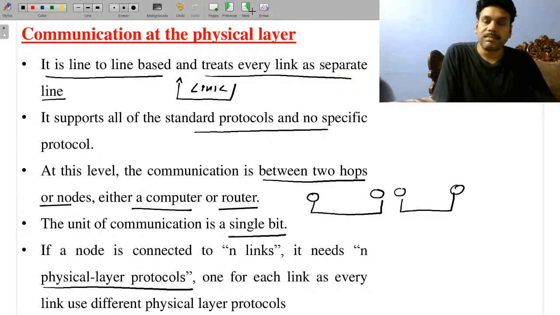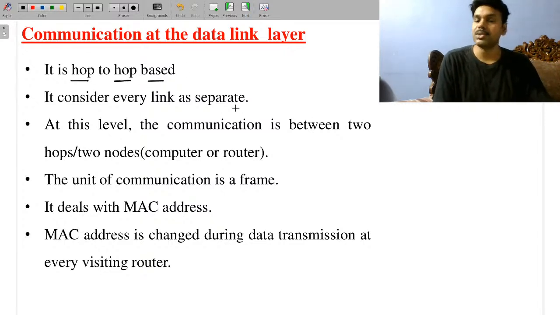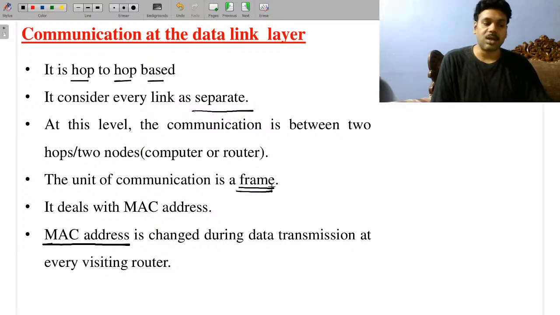And next one, you talk about the data link layer. I already explained about the data link layer. It is also MAC to MAC or hop to hop based. Every link is a what? Separate. During data transmission, MAC address is going to be what? Changed. The PDU is a what? A frame.